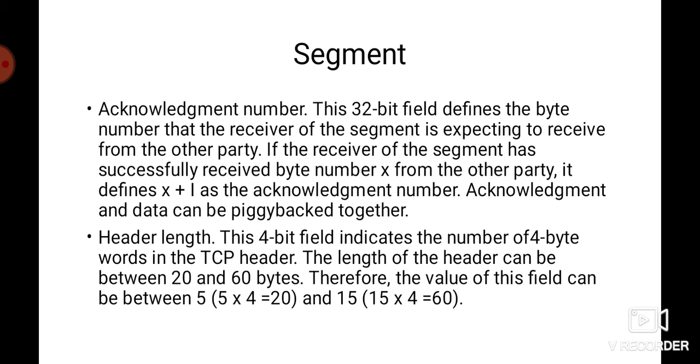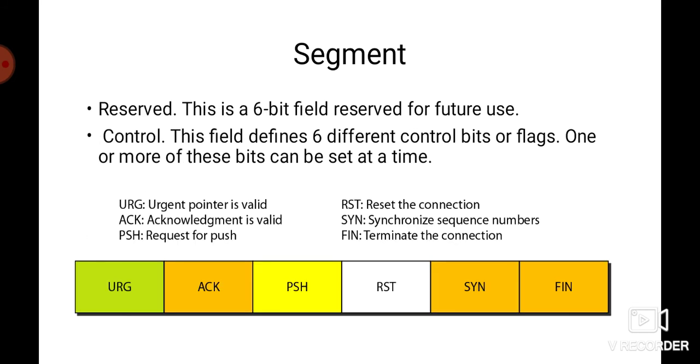Next we have the header length. Header length is a 4-bit field which indicates the number of 4-byte words in the TCP header. The length of the header can be between 20 and 60 bytes. Therefore, the value of this field can be between 5 and 15. So 5 into 4 is 20 and 15 into 4 is 60. Next we have the reserved field. This is a 6-bit field which is reserved for future use.